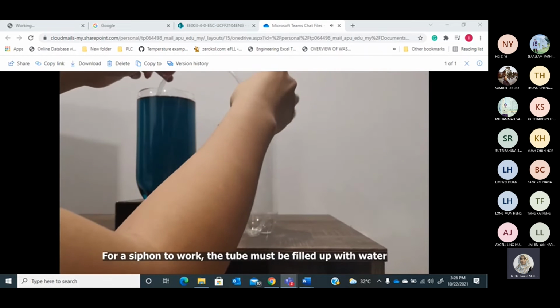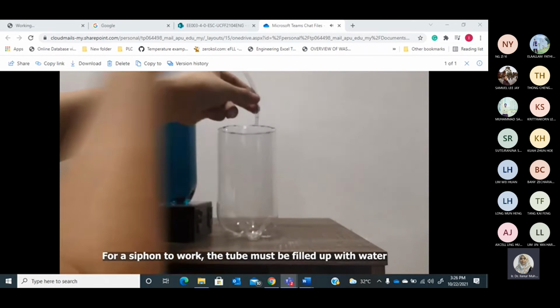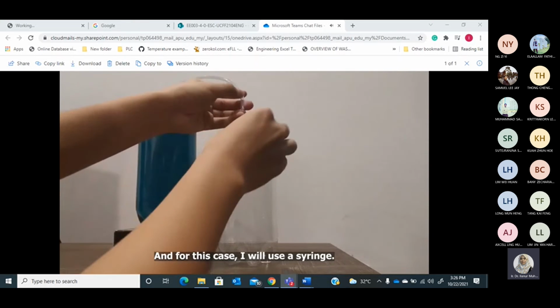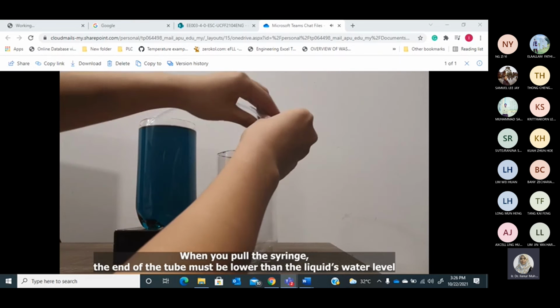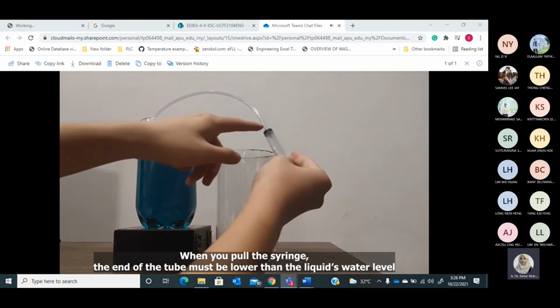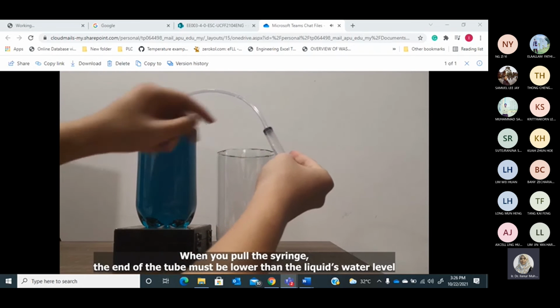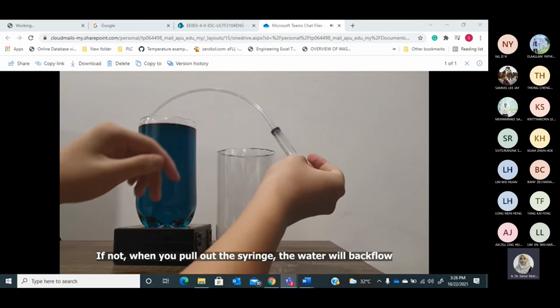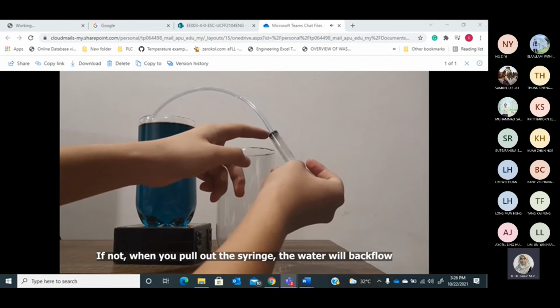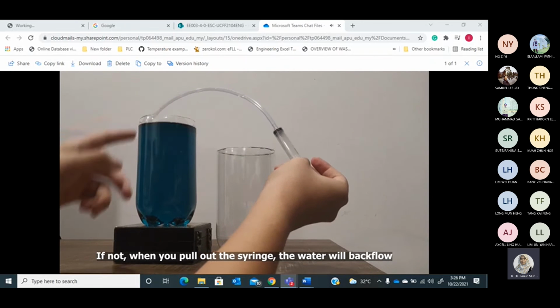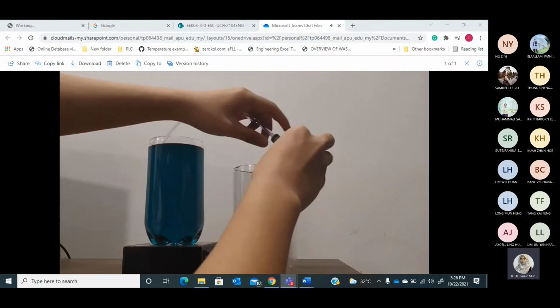For a siphon to work, the tube must be filled up with water. In this case, I will use a syringe. When you pull the syringe, the end of the tube must be lower than the liquid's water level. If not, when you pull out the syringe, the water will flow back in, will backflow.